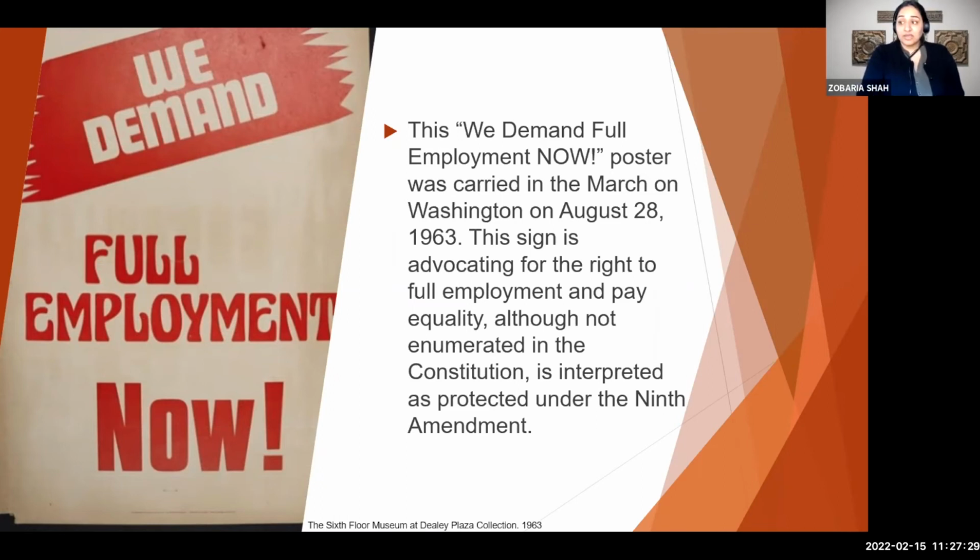This poster was carried in the March on Washington on August 28th, 1963. Does anyone know what the March on Washington was? It's okay if you don't. If you do, you can type in the chat or you can speak up.